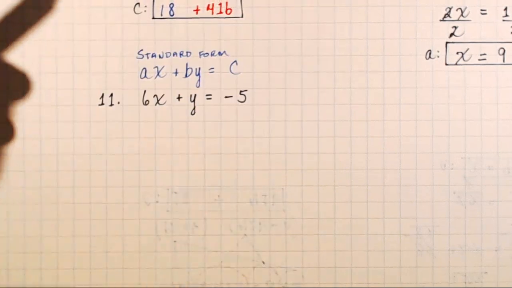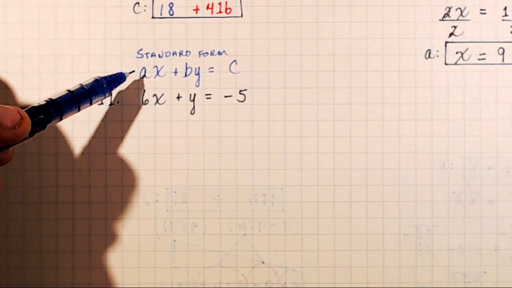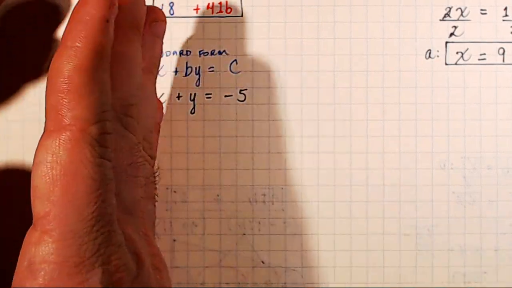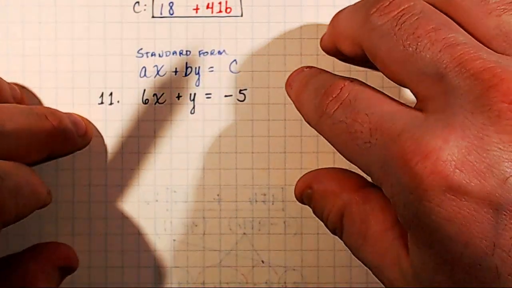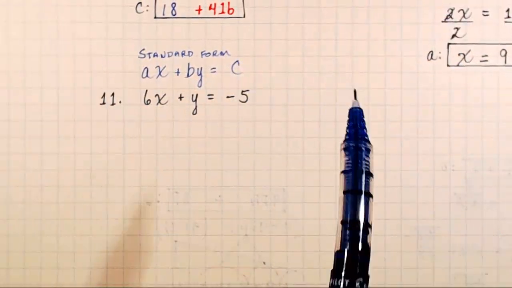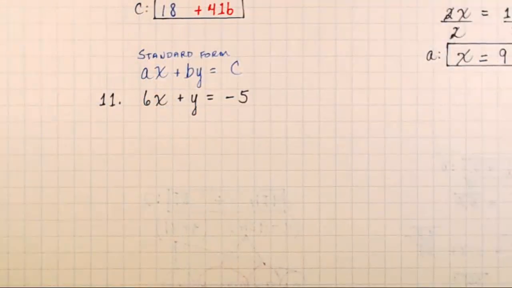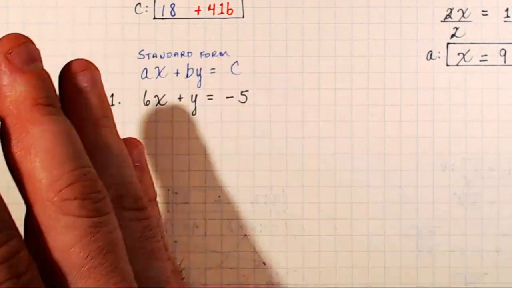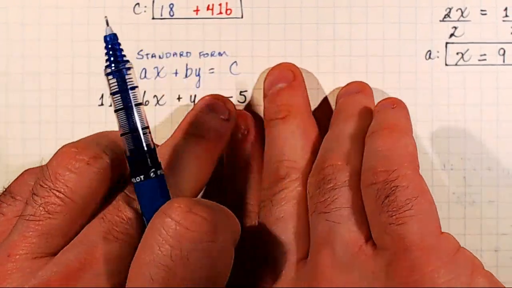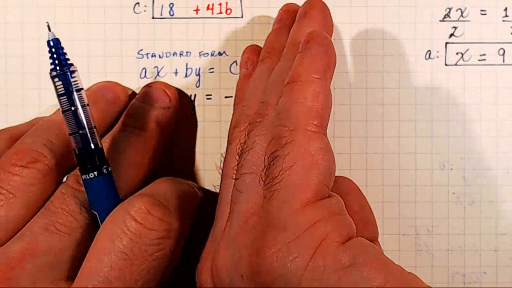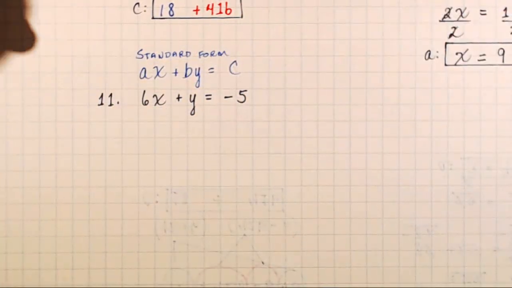Quick review. Standard form means that you're going to have the x and the y terms on the left side of the equal sign with their coefficients, and any constants, just numbers by themselves, on the right side of the equal sign. Now here are the other rules.